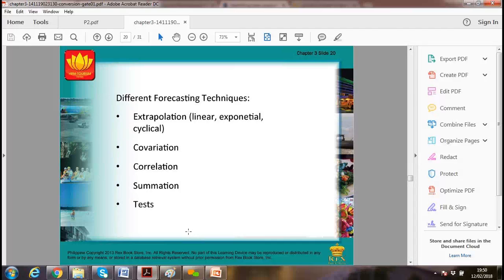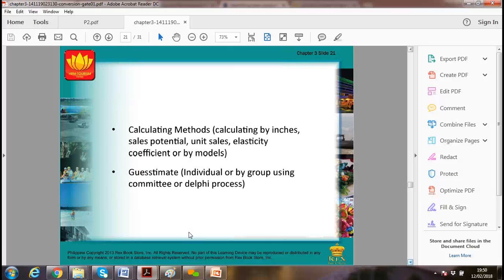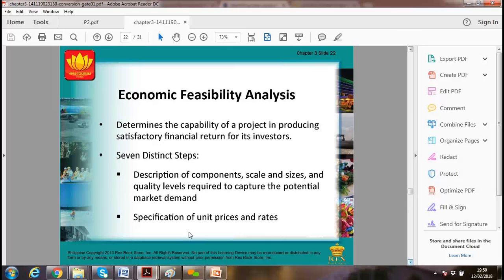We can use different forecasting techniques to forecast for the future, like the relationship or correlation: if we spend more money, or if there are more jobs, what the relationship between these is. And we can do different sorts of tests. Any question? No question.